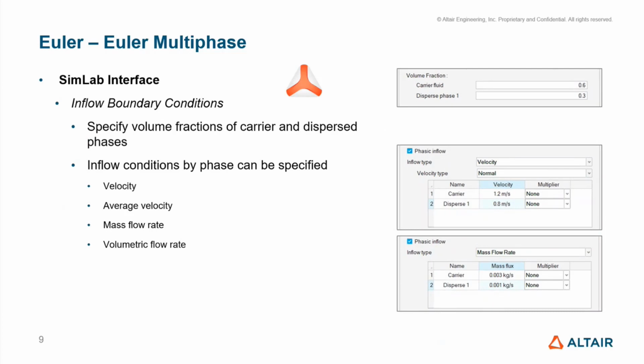At the inflow boundaries, the volume fraction of each phase and the carrier must be specified. As I mentioned earlier, Euler-Euler multi-phase allows the user to set specific velocities for each of the dispersed phases. This is known as phasic velocity. Information can be specified on velocity, average velocity, mass flow rate, or volume flow rate in flow boundary conditions.